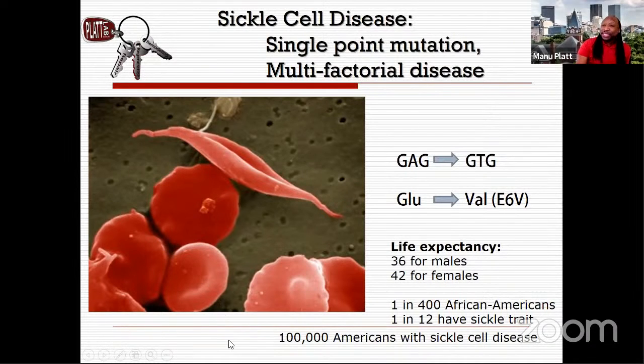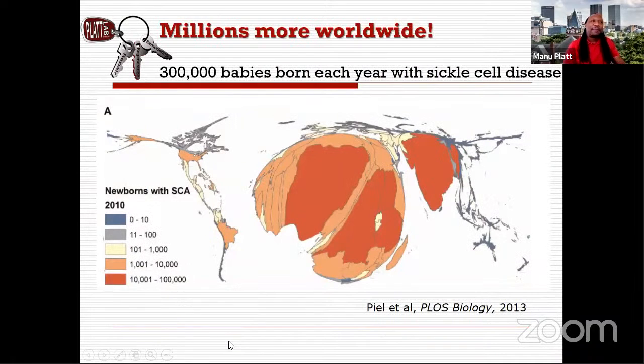There are 100,000 Americans with sickle cell disease at common estimates. But there are millions more worldwide. This is a global health problem. So there are 300,000 babies born every year with sickle cell disease. And this exploded cartogram shows that sub-Saharan Africa is a major population, the Indian subcontinent as well, a huge population, the Arabic world, and then you can see North and South America, but this is believed to be because of the international slave trade of the 1700s.